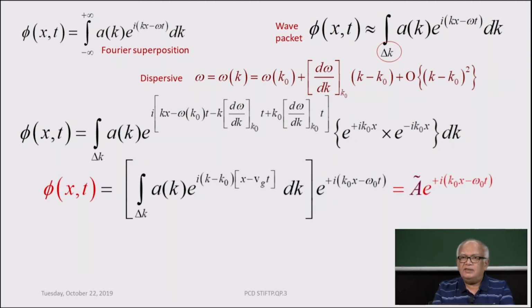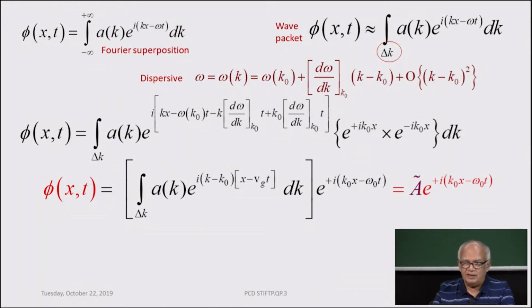Again, there is nothing in this. It is the same equation rewritten, except that it is multiplied and divided by e to the i k0 x, right. Rewriting it on the board would take time, but there is nothing more in it. Okay. And now you can see that this is a wave whose amplitude is A tilde.